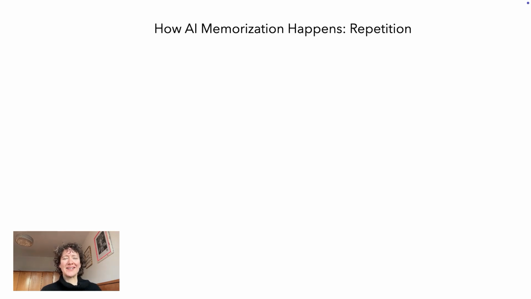Hey everybody, today we're gonna learn more deeply how machine learning, deep learning, or so-called AI memorization happens. And the first example that we're gonna explore together is repetition. So this week is all about highly repeated examples.